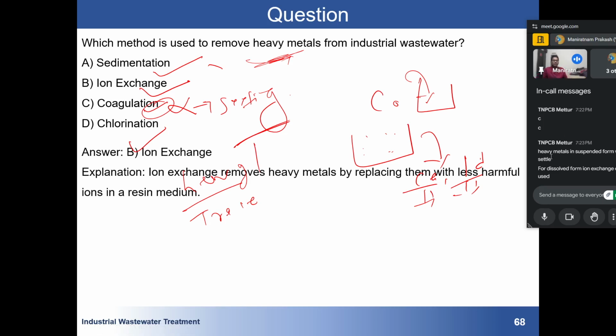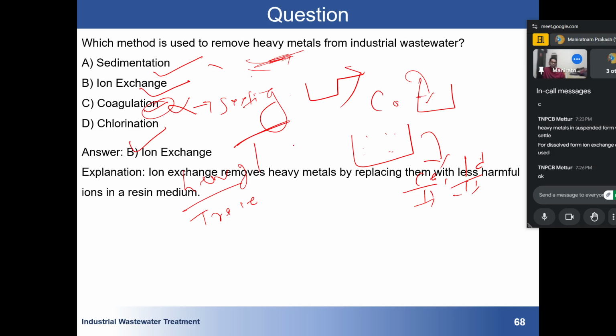Suspended particle removal will be simple. It might not even need any chemical. There will be some form, but did you get what I was trying to say? Yes or no?